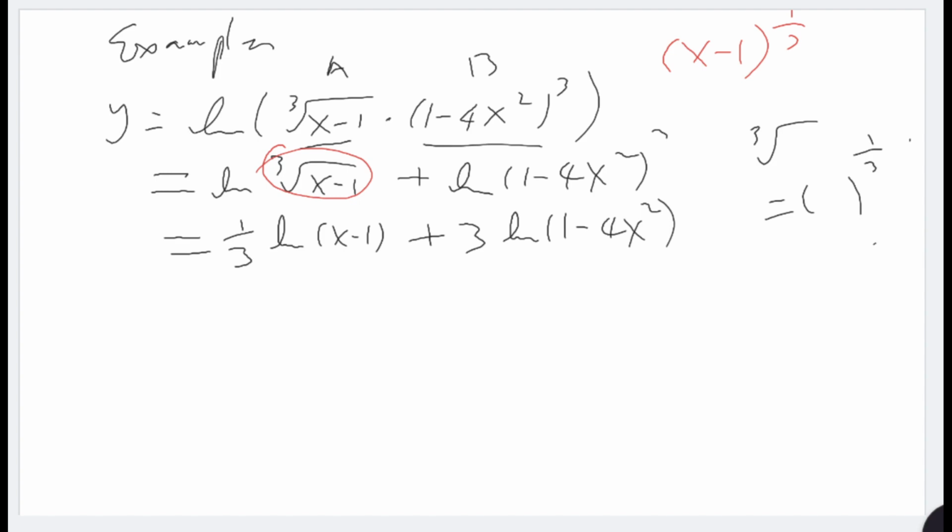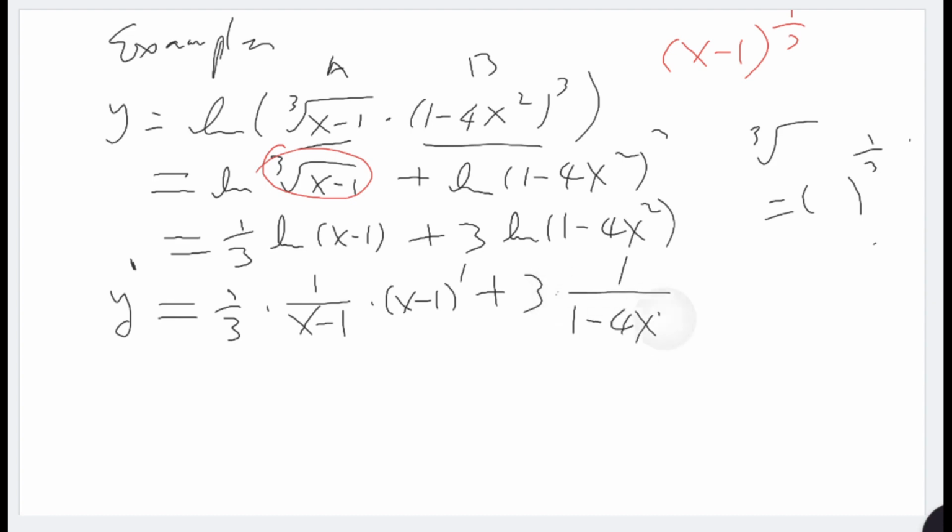So let's differentiate. We're differentiating, so we start a new line. y prime equal to. Now you see 1/3 is a constant, and the log this time is much simpler than the original one. So it's simply 1 over f. In this log, x minus 1 is like f. 1 over f times f prime. The second one similarly is 3, copy down, 1 over f times f prime.